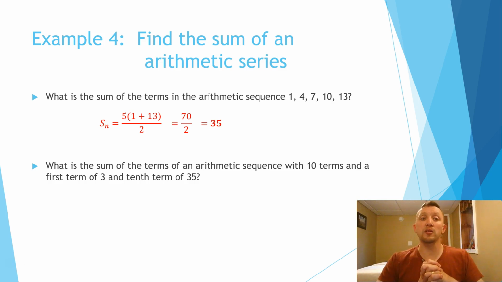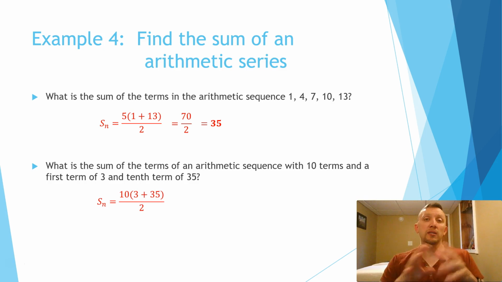The next one gets a little trickier. It says, what is the sum of the terms of an arithmetic sequence with 10 terms and a first term of 3 and a 10th term of 35. So this is why we need to know how to use that formula. Because I don't know all the terms. All I know is the first term and the 10th term. And the fact that we're using only 10 terms. So we're just going to plug those numbers into that formula.